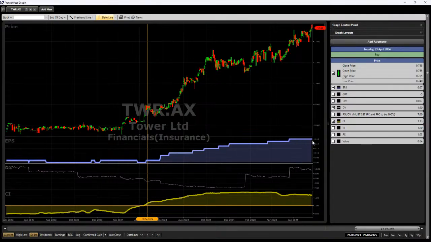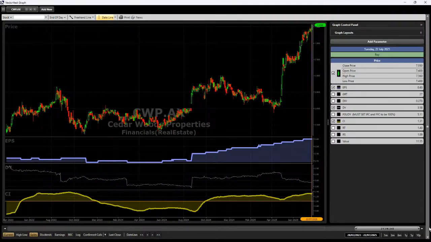Earnings are rocketing up. Yield has gone up. Look at that. My goodness. Look at the yield. 9.48%. And so this one certainly jumps out currently with a whopping just on 10% dividend yield. TWR. So I'm going to jot that one down. Let's go to the next one here.